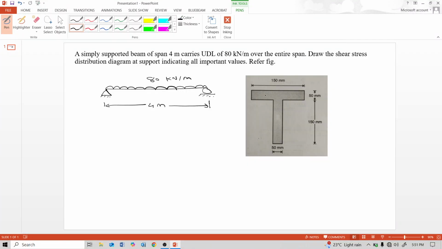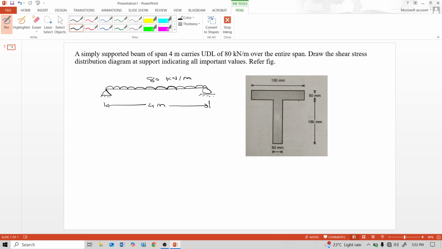Today in this video, we will see a numerical on shear stress distribution diagram. The numerical: a simply supported beam of 4 meter carries a uniformly distributed load of 80 kN per meter over the entire span. Draw the shear stress distribution diagram at support, indicating all important values in this figure.